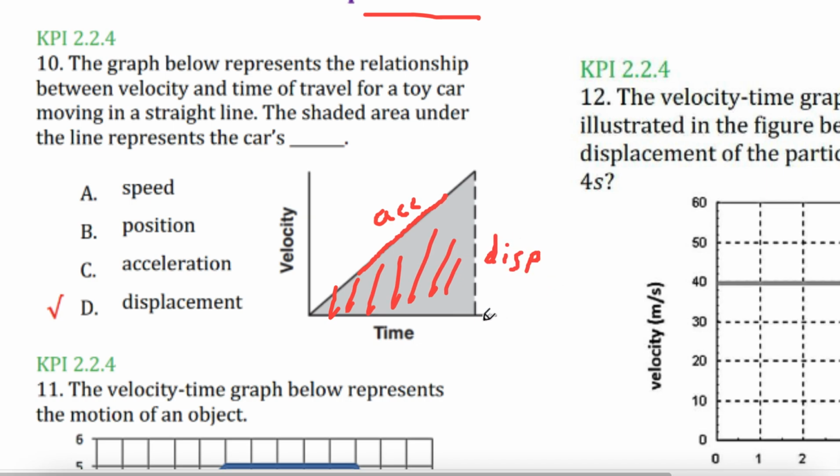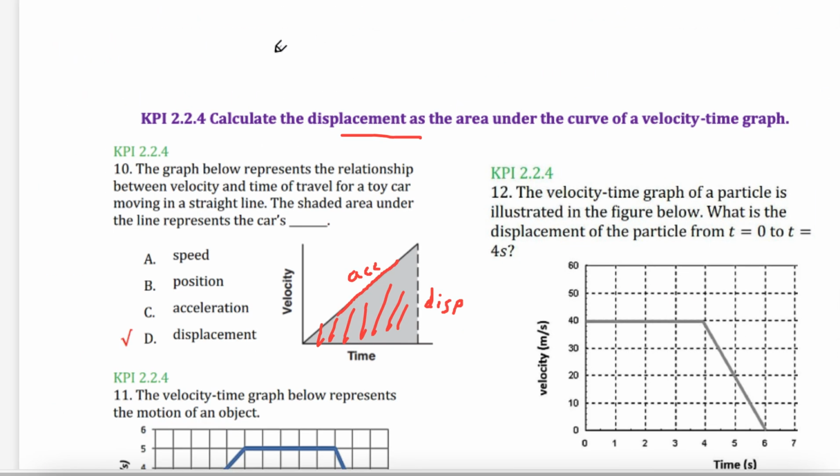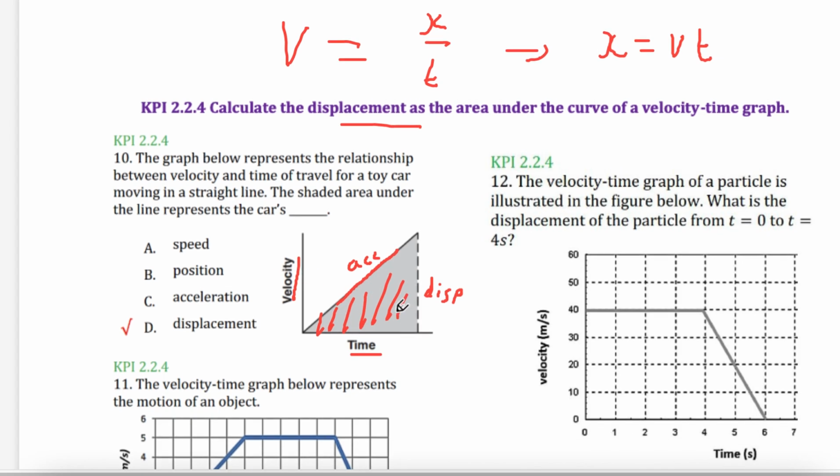How do we know that? Well, we remember the formula, and I gave you the triangle before. The formula for this was V equals x divided by t. If I rearrange this, I want x equals, take the t across, that becomes V multiplied by t. If I multiply them, that is the same as the area under the graph.